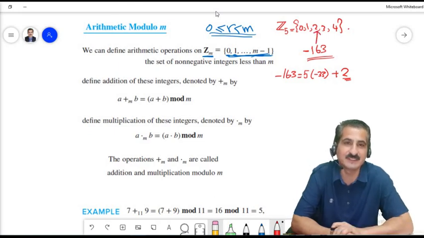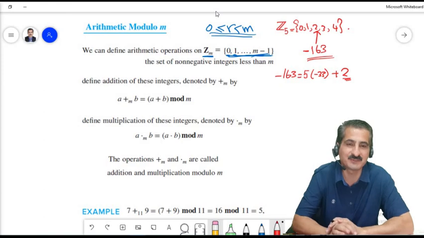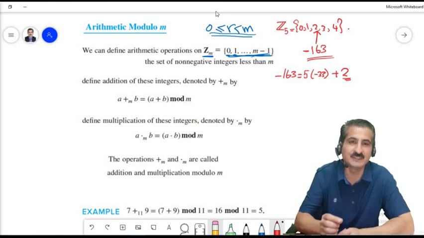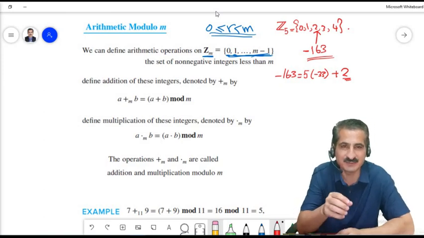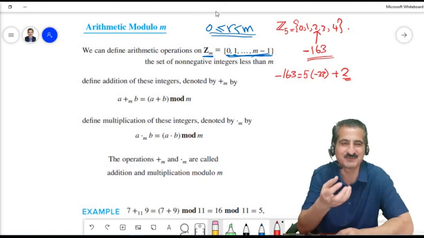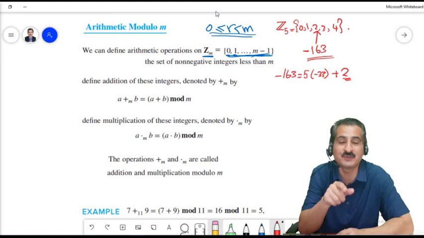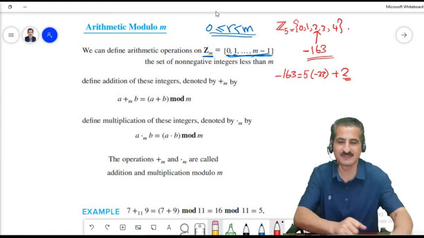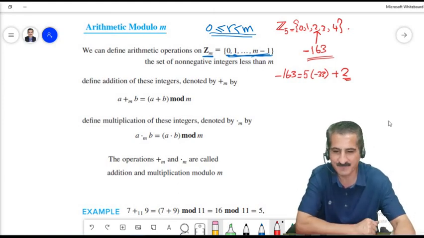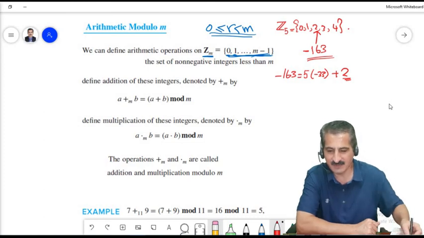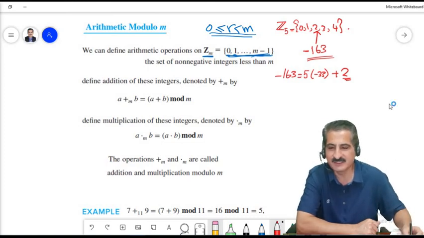So any integer must be congruent to one of these modulo 5. Let me say the statement more clearly: any integer is congruent to one of these modulo 5. This is better to say it this way. Okay, now I gave you a reason why we study Z_m.